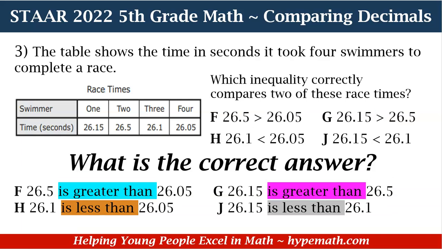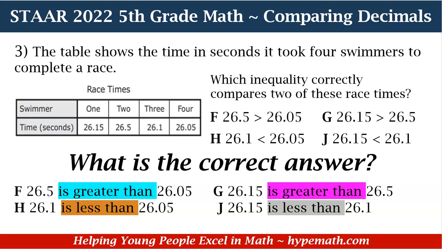So what is the correct answer? Is it F, 26 and 5/10 greater than 26 and 5/100? Or is it G, 26 and 15/100 is greater than 26 and 5/10? H is 26 and 1/10 less than 26 and 5/100? Or J, 26 and 15/100 is less than 26 and 1/10.